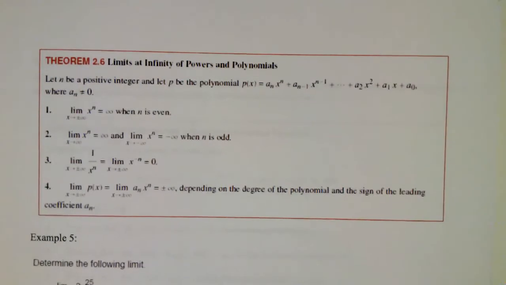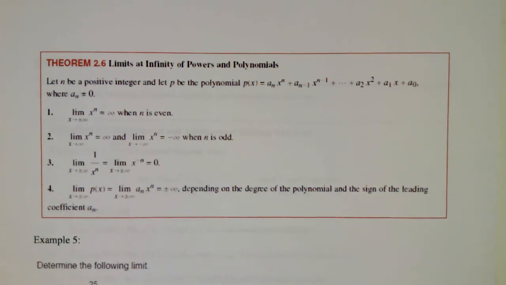Right, next is Theorem 2.6, dealing with limits at infinity of powers and polynomials. All right, here we're going to let n be a positive integer and let p be the polynomial p of x equals a sub n x to the n plus a sub n minus 1 x to the n minus 1, and so on, all the way down to a sub 2 x squared plus a sub 1 x plus a sub 0, where a sub n is not equal to 0.